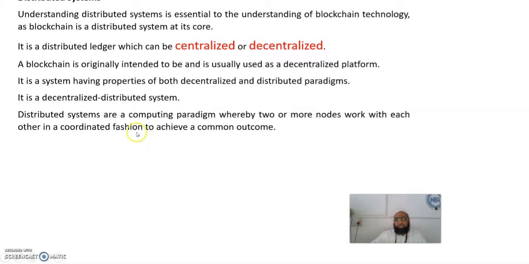Distributed systems are a computing paradigm whereby two or more nodes work with each other in a coordinated fashion to achieve a common outcome. To achieve some task, to achieve some goal, the distributed systems are a computing paradigm where two or more nodes work together in coordination to get a common outcome.